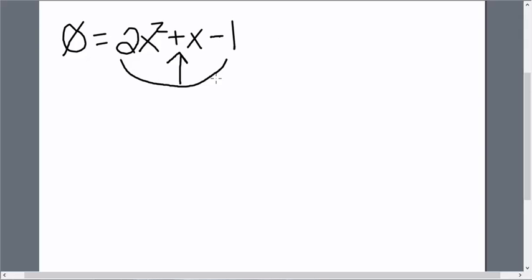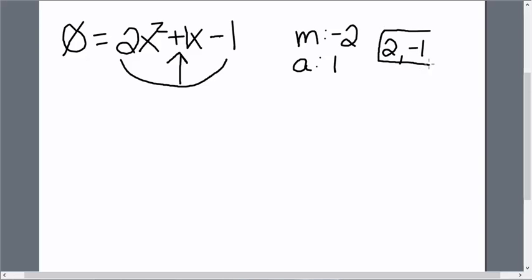So we're looking for numbers that multiply up to 2 times negative 1, or in other words, multiply to negative 2, and they need to add to the number in the middle. Now remember, you don't see the x, so we can always slide a 1 in. So I need them to add to positive 1. So we just need to think of pairs of numbers that fit this criteria, and it turns out that the two numbers we want are 2 and negative 1.